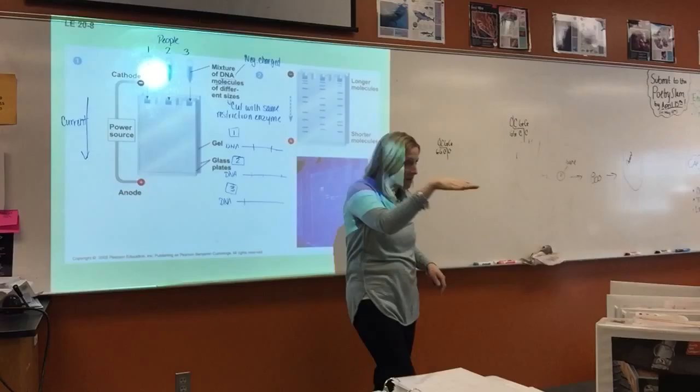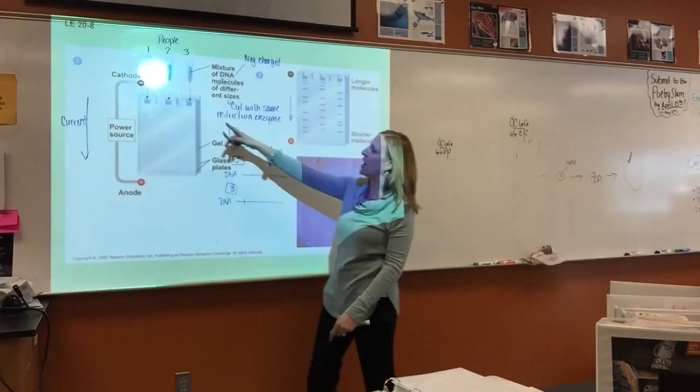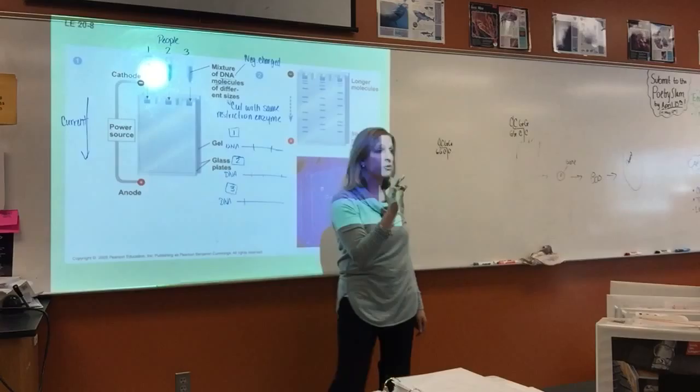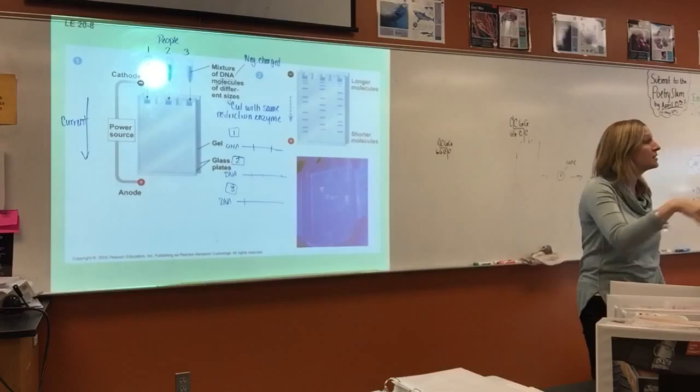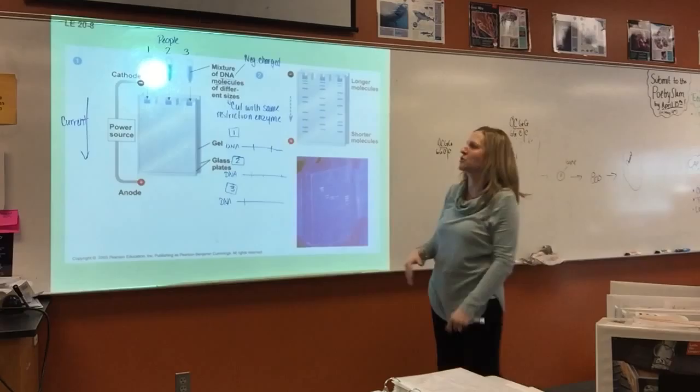Because you have a whole bunch of different sized fragments, some small, some large, they don't travel at equal rates. Who's going to have a harder time, do you think, getting through? The larger ones. It takes a little more time to get through the pores because they're so big. The smaller ones can move at a faster rate.